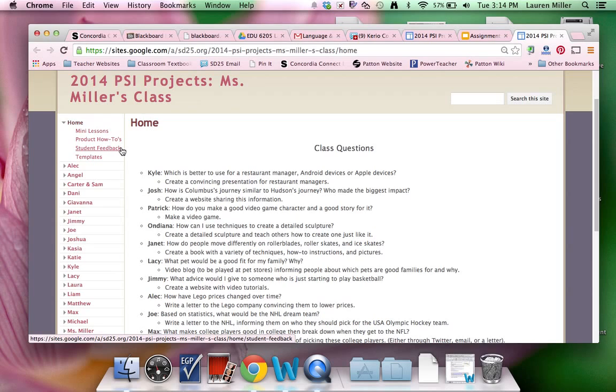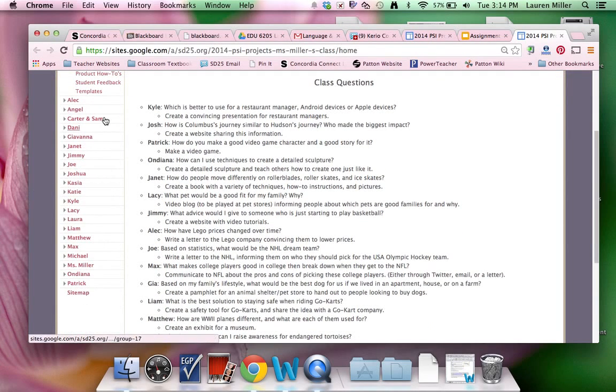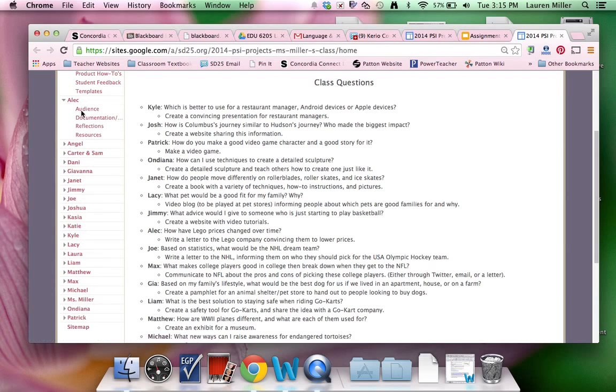And the templates, this was just for my own convenience really, because each student page, which I'll show you in a second, has its own template. So along the side I listed all the student projects, and it's really nice to have them all in one spot so I don't have to bring home multiple things here and there. Each student has an audience page, a documentation page, a reflections page, and a resources page.